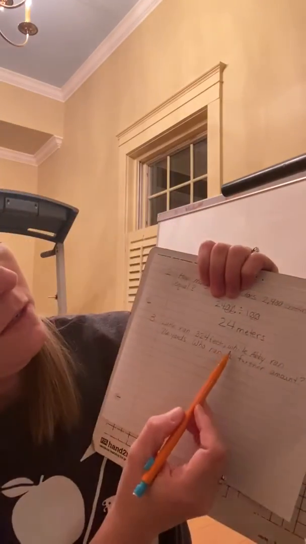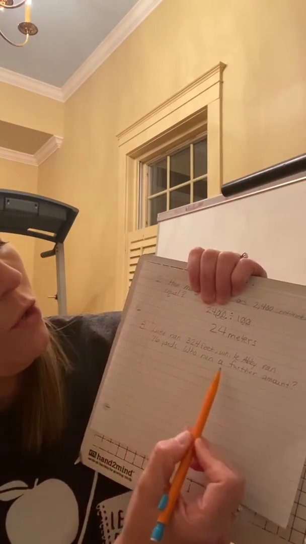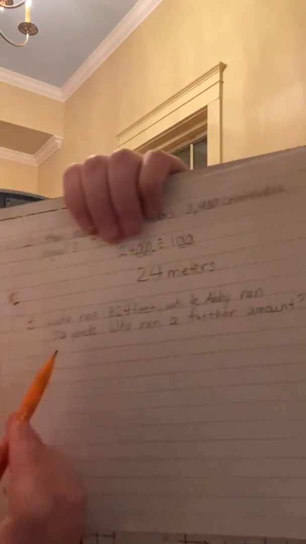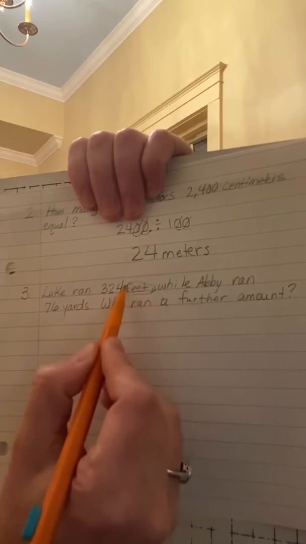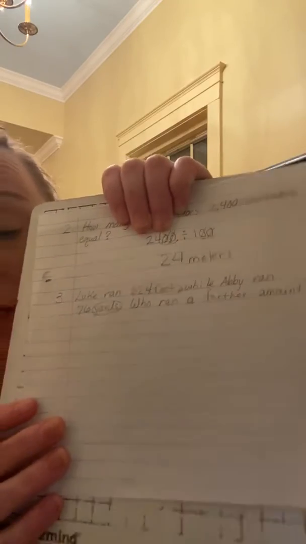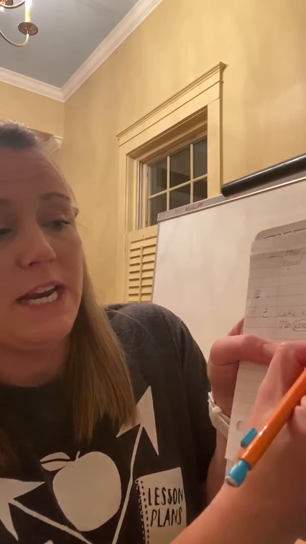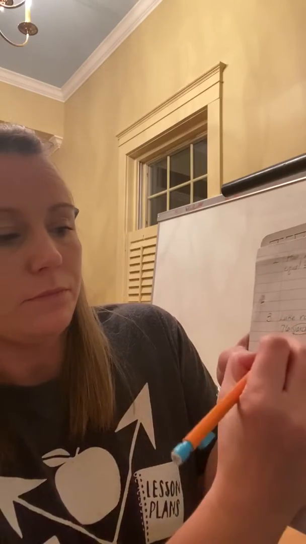All right, last question I'm going to go over. It says Luke ran 324 feet, while Abby ran 76 yards. Who ran the furthest amount? So one thing we have to make sure we do, circle or underline, either one, feet. We know that this one is in feet and this one is in yards. Now, what do we need to know here? Background information. We need to come over here and we need to know that for every yard, that equals 3 feet, okay?